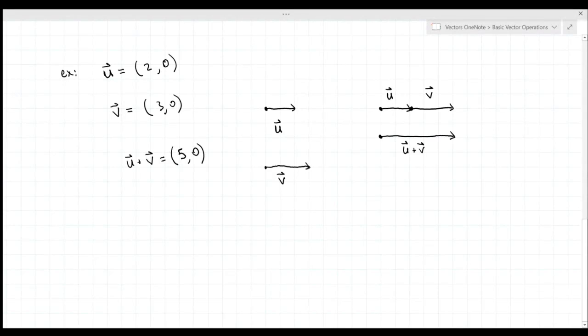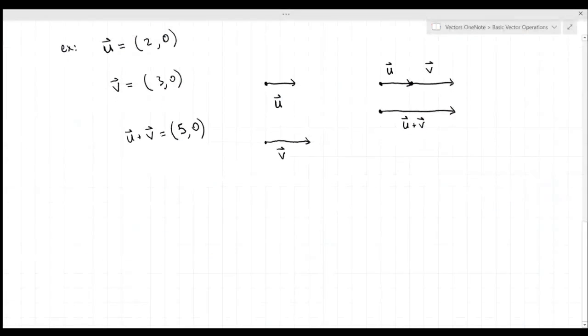So maybe if we ask the question, why is it that we define vector addition in this way? It seems pretty natural to just add the components together in order to get the vector sum. But another reason for why we add vectors in this way is because this is how vectors will actually add in real life.